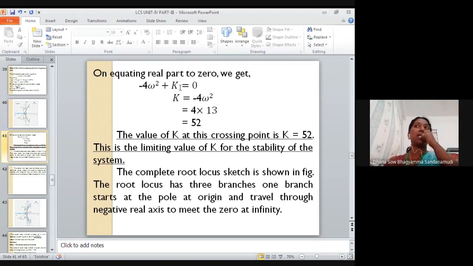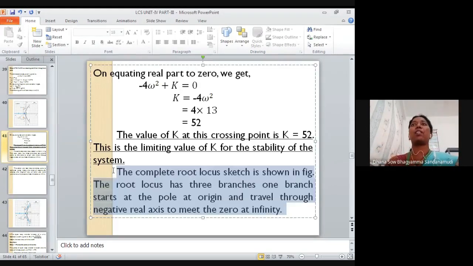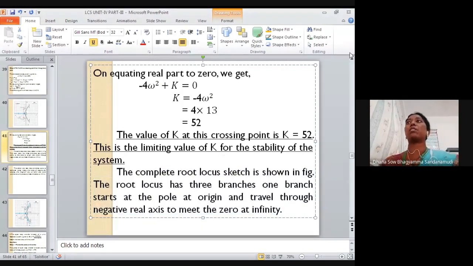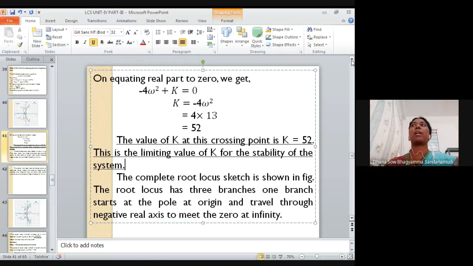So if you can see here, this is the k value at the crossing point. No need to write this whole theory part. I have written this to give the explanation so that you can understand the concept. Equating the real part, you will get this. Equating the imaginary part, you have got some j of 3.6.